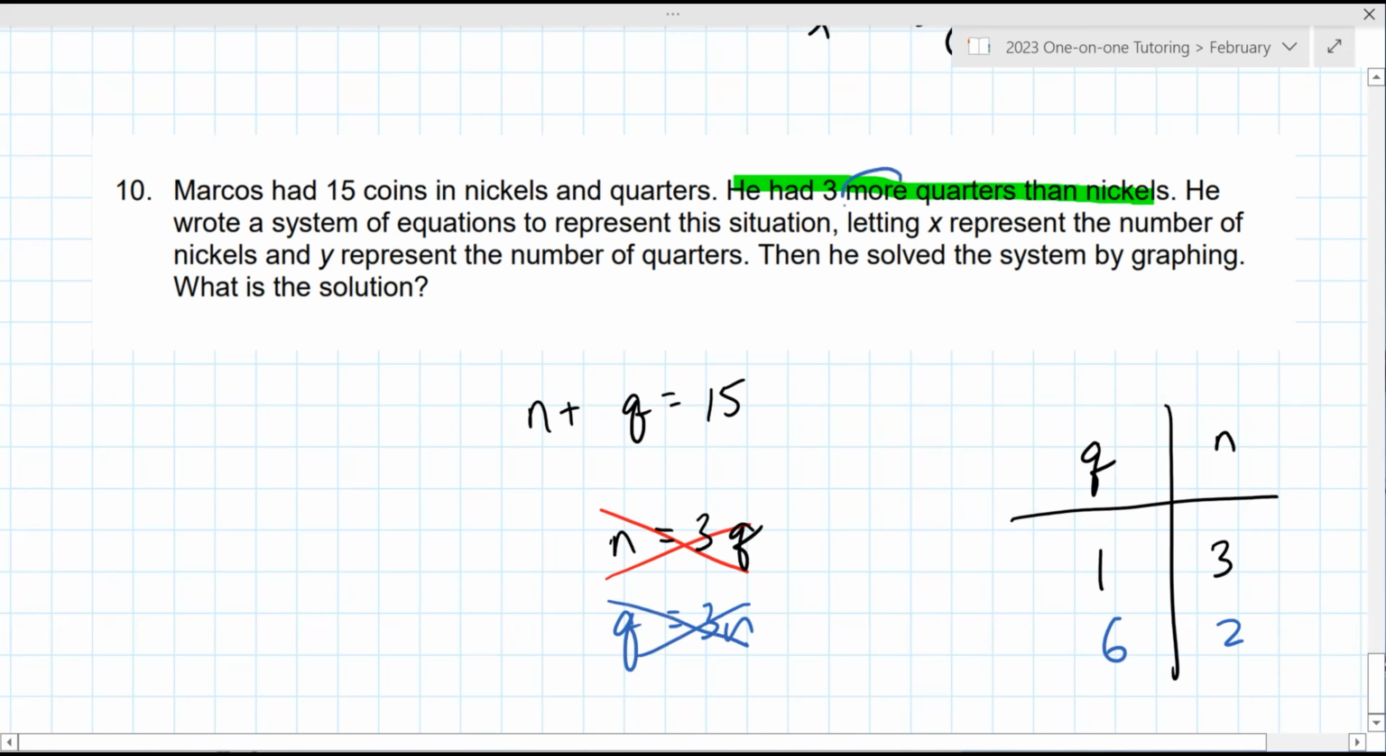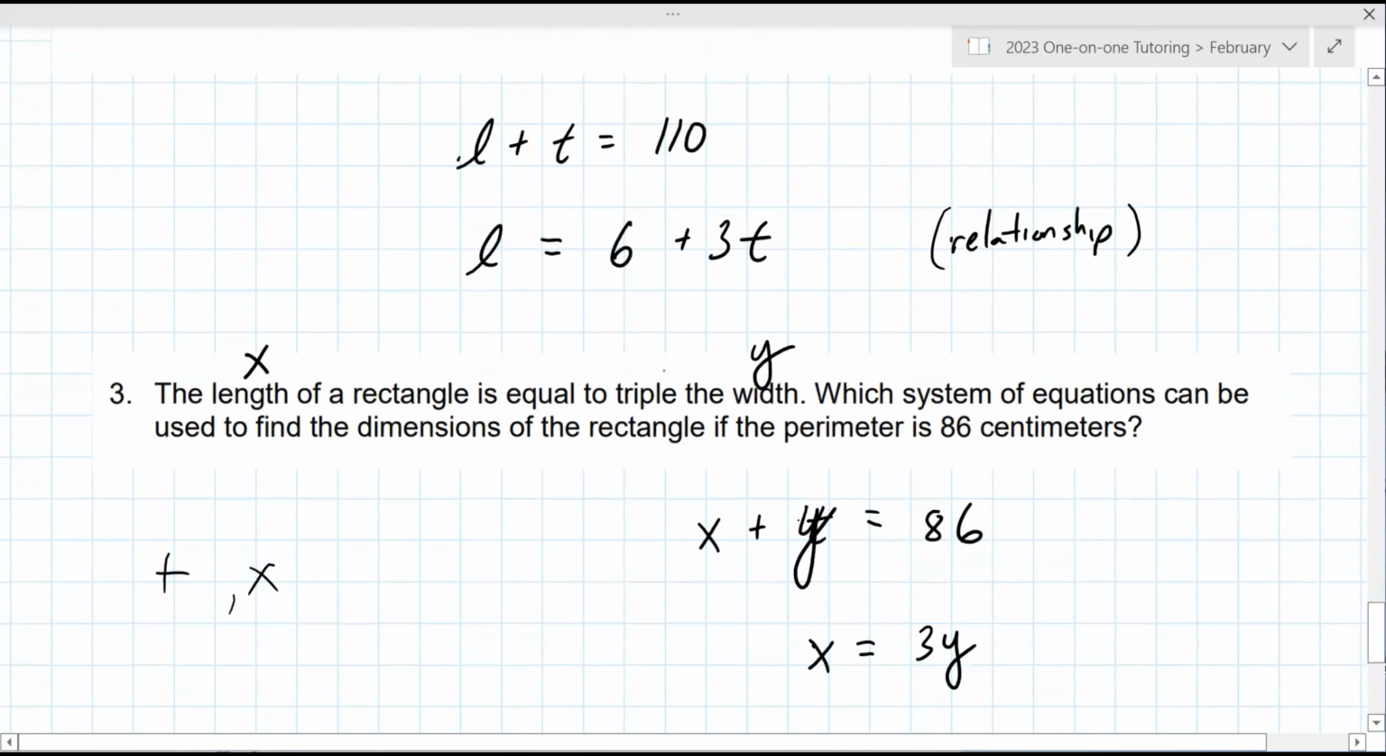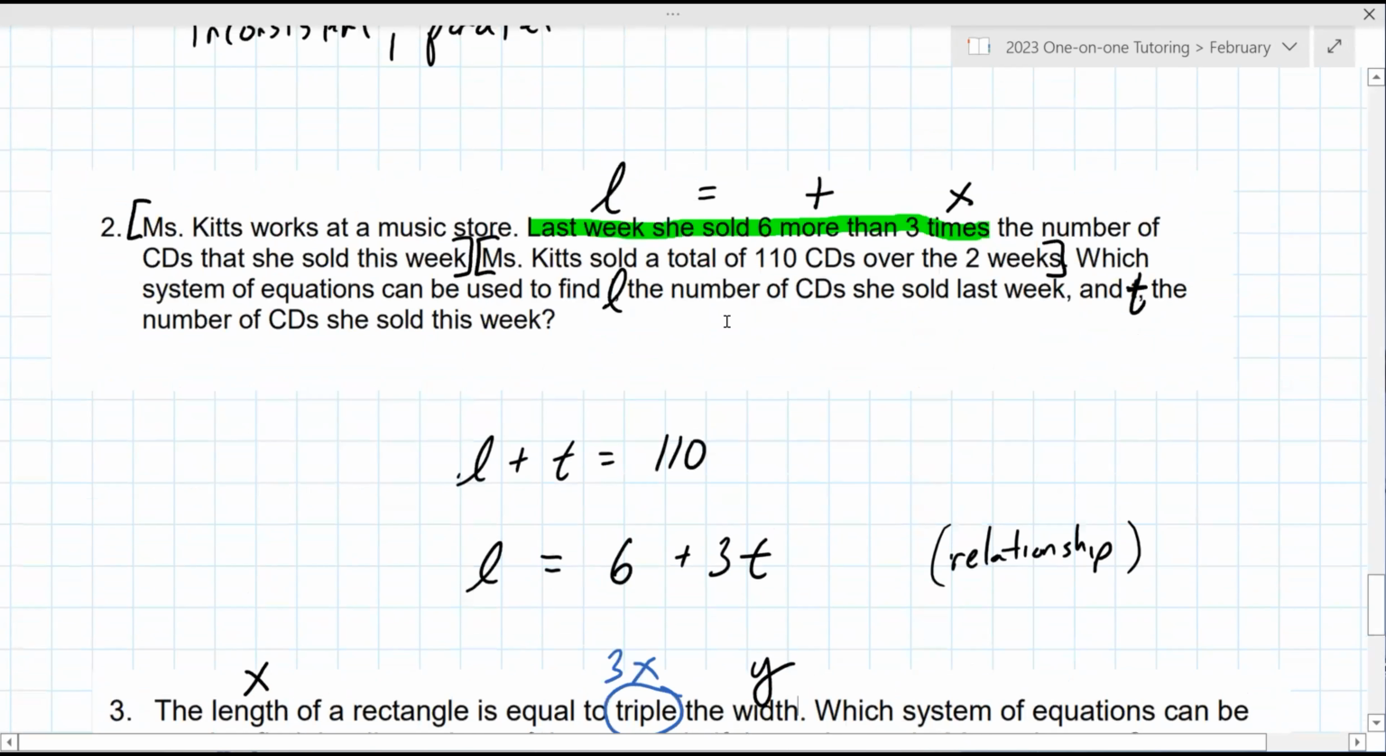So we've got to go back. This word right here means plus. Okay, so we've seen a few of these so far. So let's go back and look at this. Triple means multiplication. More means plus, times means multiplication. You have to commit those to memory before your exam. Okay.